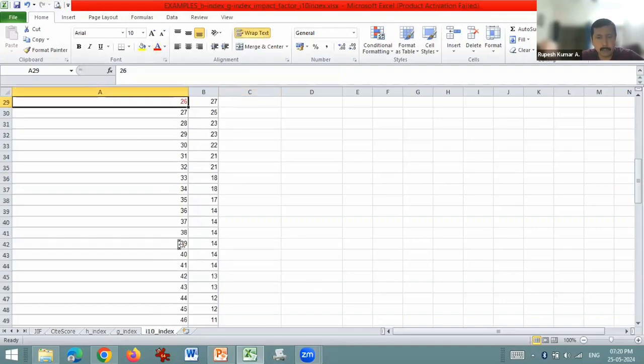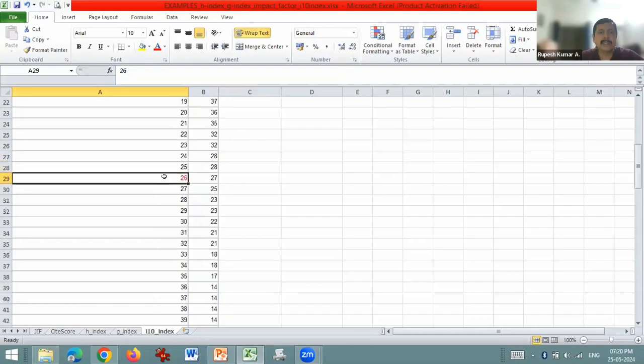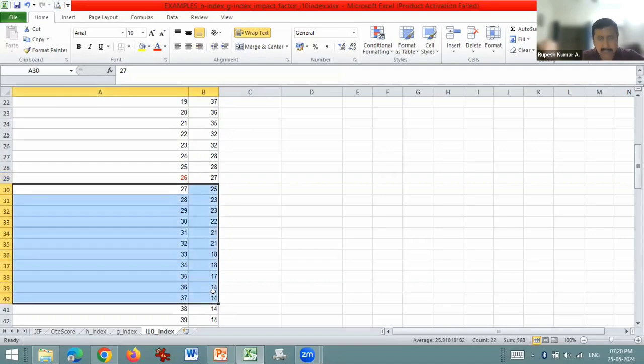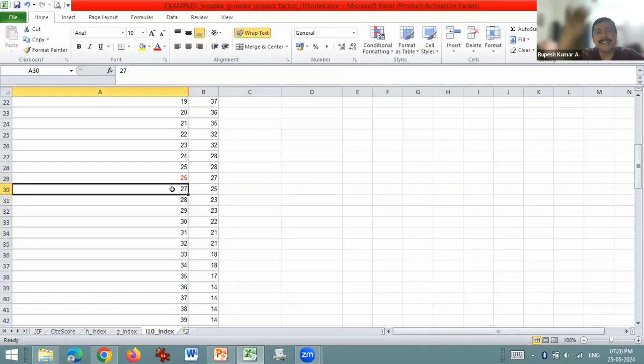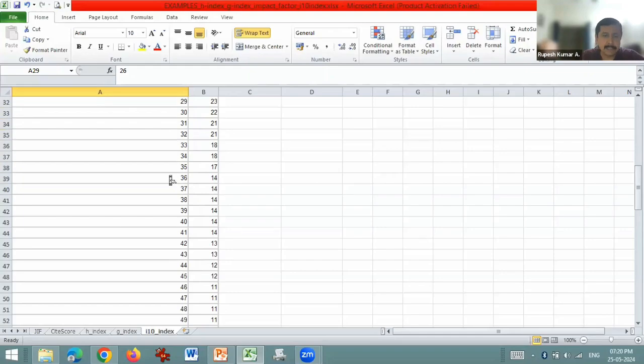26 articles. Out of 100 articles, 26 articles each have at least 26 or more citations. That means the rest of the articles have lesser than 26 citations. So we have got H index at 26, I-10 index at 53.